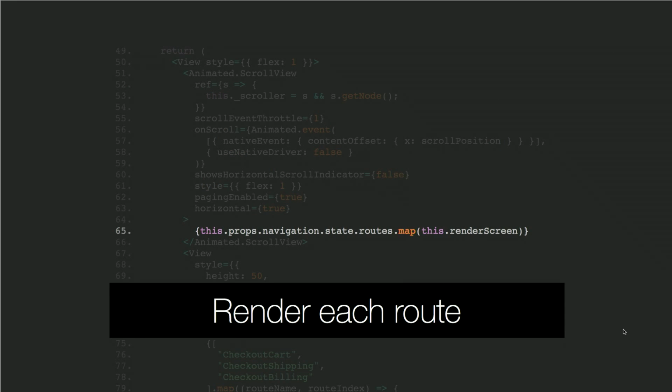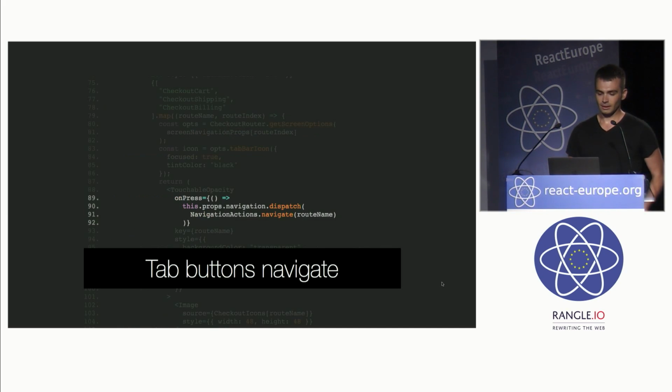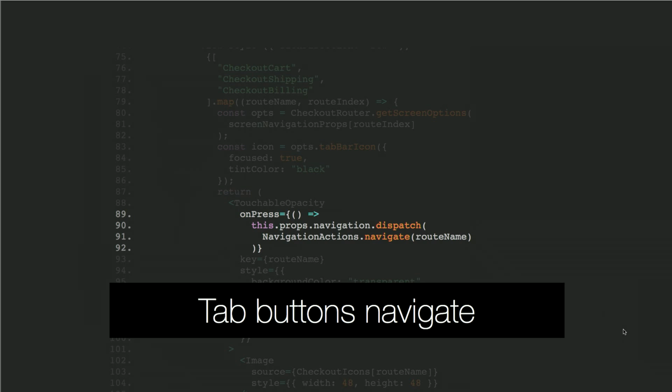So this is how we can implement our own navigation view while reusing the navigation logic. Next, when the index changes in our navigation state, we're going to want to scroll to the correct place in the scroll view. And lastly, we need these tab buttons on the bottom, right? So when you tap one of those, we're going to dispatch a navigation action to navigate to that route.